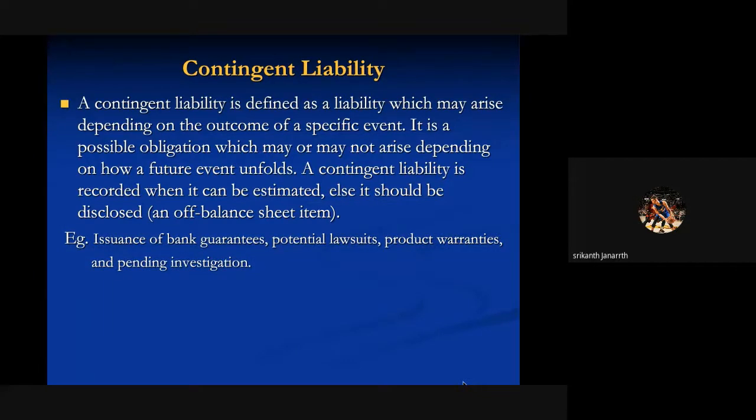Potential lawsuit, product warranties, bank guarantees. Even letters of credit, LCs, are contingent liabilities, such as the issuance of a bank guarantee or a pending potential lawsuit. Sometimes there is a court case going against a company, and we never know whether the company will win the case. So they need to keep a certain amount of money. That is called contingent liability.